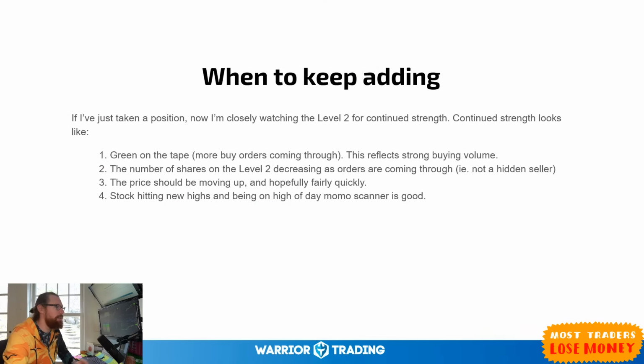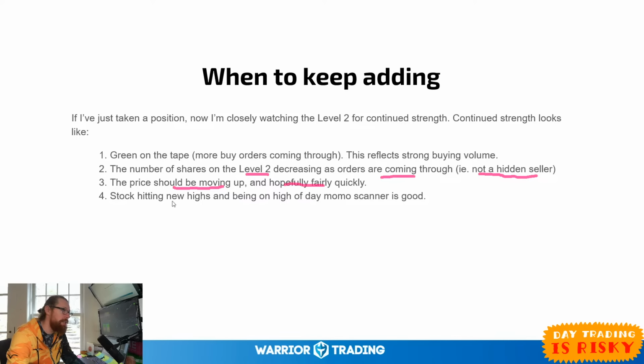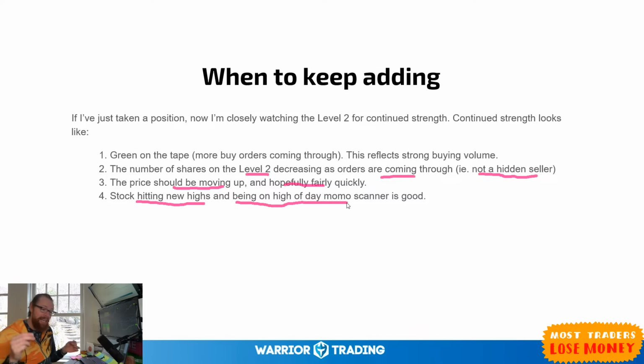So number 2, I like to see the number of shares on the level 2 decreasing as orders are coming through. In other words, not a hidden seller. So what we saw at $10.30, how it went from 31 to 25 to 21 to 14 to 10. It dropped down. That's what we want to see. The price naturally should be moving up, and hopefully fairly quickly. The stock should be hitting new highs, and it should be on the high of day scanner. Being on the high of day Momo scanner is good. That means other traders are going to notice it. It continuing to hit new highs means it's continuing to put pressure on anyone who's short.